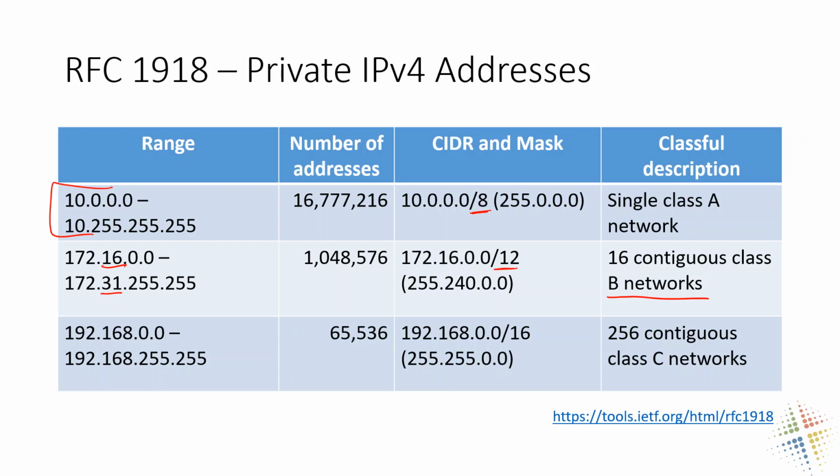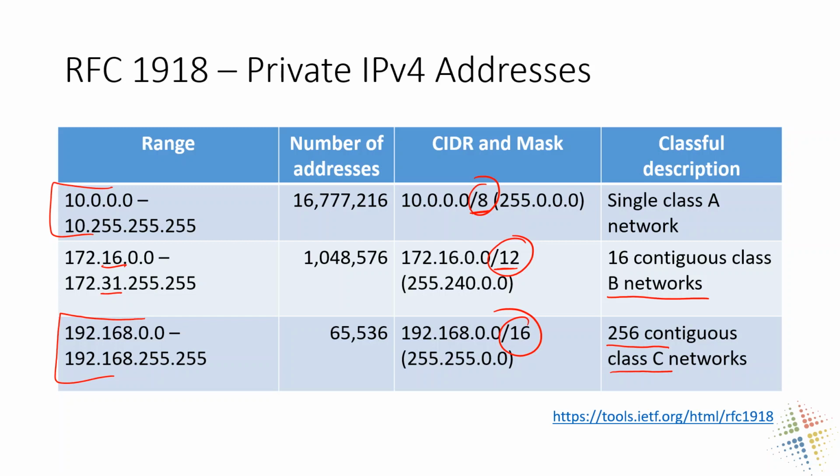And then lastly, 192.168.0.0 through 192.168.255.255. This gives me about 65,000 addresses, or 256 contiguous Class C networks. Well, Class C networks are probably the easiest things for us to manage, so that's quite commonly used. Again, I always try to remember these. Well, I've got a /8, I've got a /12, and I've got a /16. 8, 12, 16, very easy for me to follow and remember.